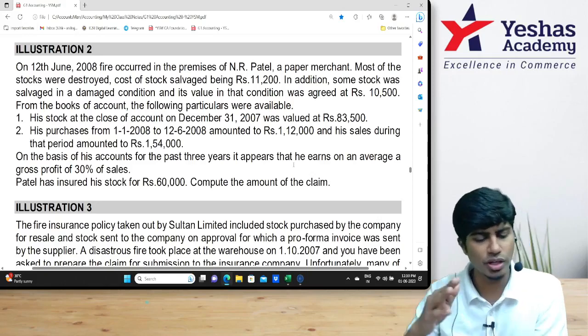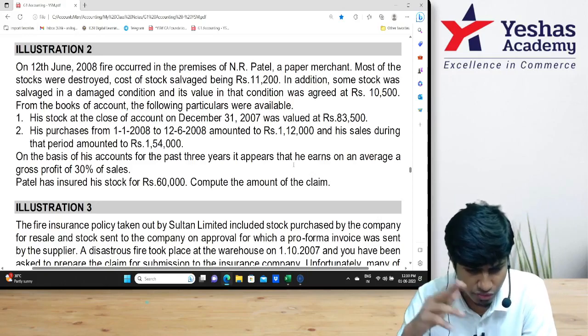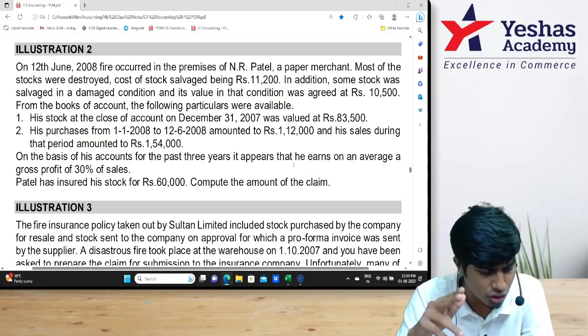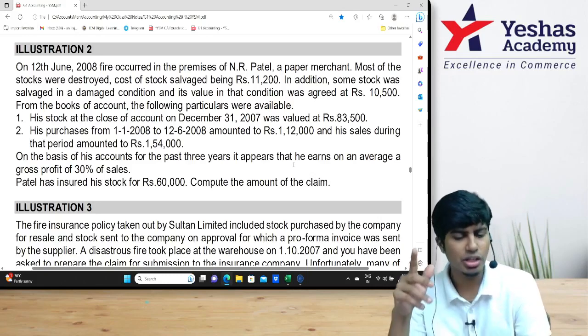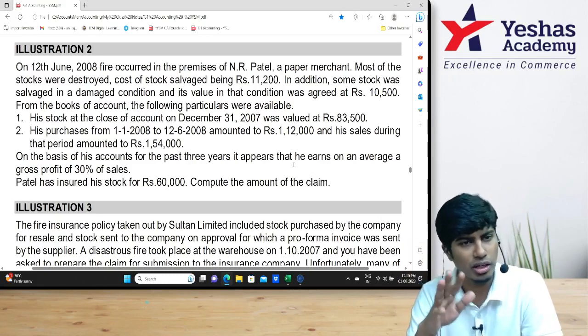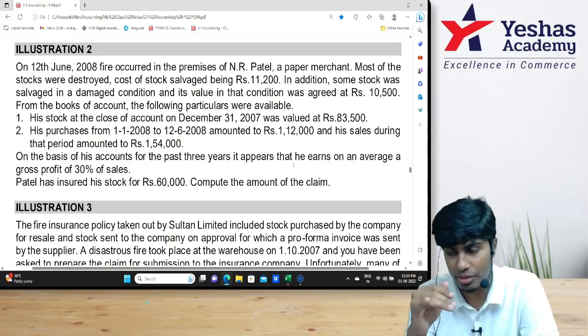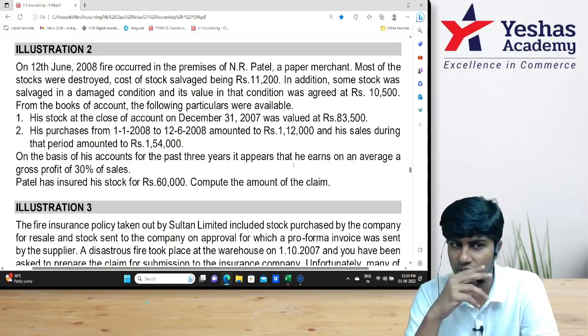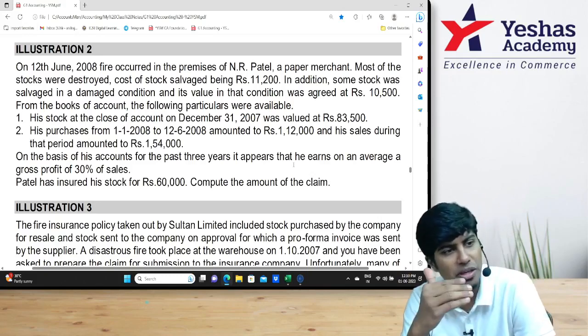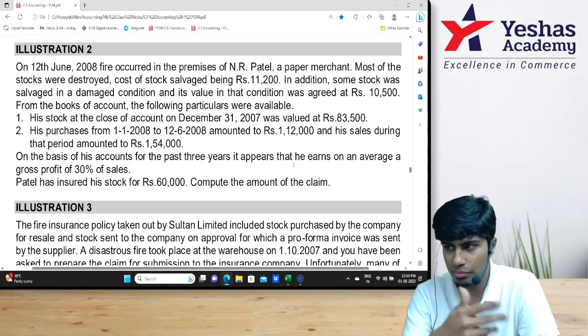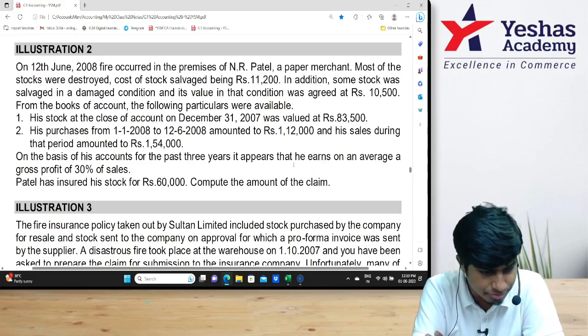Cost of the stock salvage. Some stock was salvaged in damaged condition. So 11,200 worth stock, they saved it completely. It doesn't have any damage. Whereas 10,500 worth of stock, it's partly burnt. Half the page is burnt. Something like that. Okay, then.